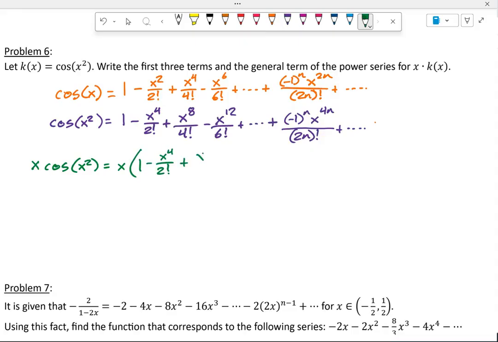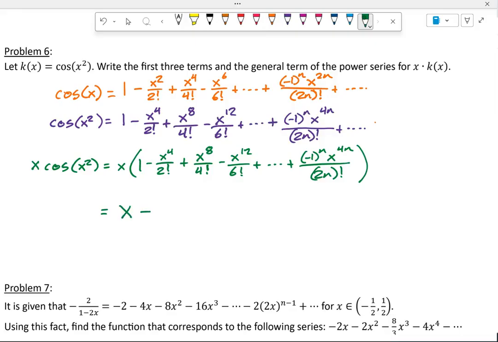So then what am I going to do with that x, ladies and gentlemen? Distribute it into all those infinite terms, right? So we have negative 1 to the n, x to the 4n over 2n factorial. All right, so we go ahead and distribute it in, and what's our first term, guys?